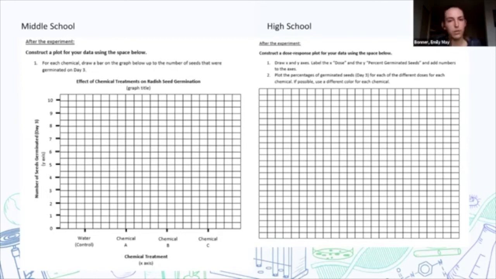And then for the high school, it's a little bit more bare bones. We trust that they can plot a graph at this point. So there's no axis labels, that is up to them. And then given information on how to construct a dose response curve like we talked about, they can plot their results for each of the doses and hopefully get a nice curve.